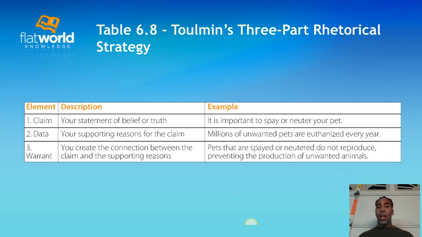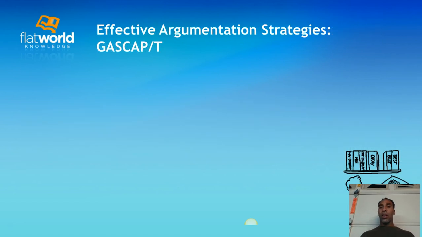And then you have the warrant. You create the connection between the claim and the supporting reasons. So here's a claim, here's the supporting reasons. I'm going to make the connection for all of you. Pets that are spayed or neutered do not reproduce, preventing the production of unwanted animals, right? You see how we tie that all together. That's another one. Pause it there. Read it, learn it, understand it.